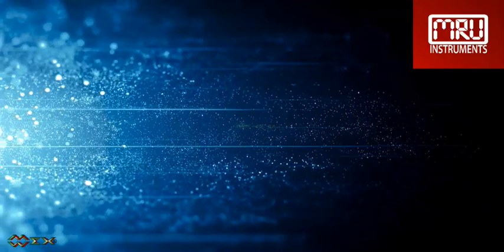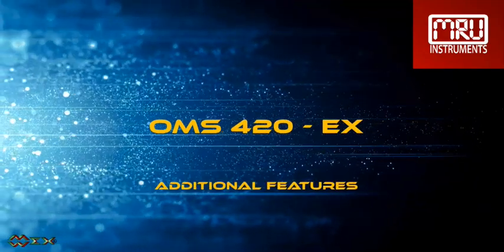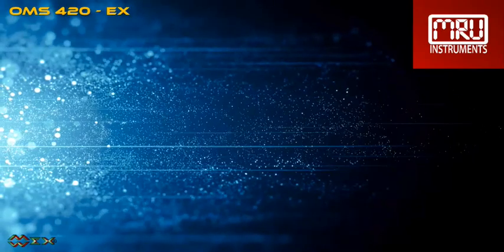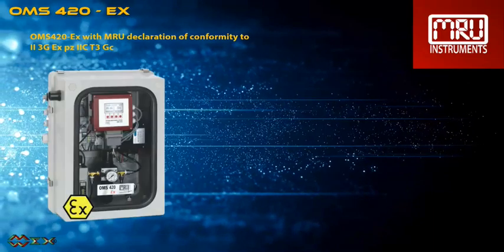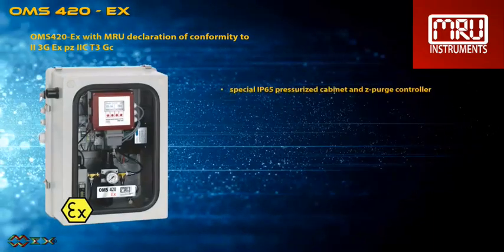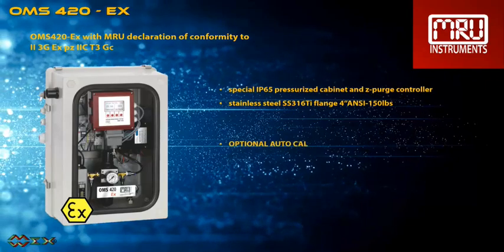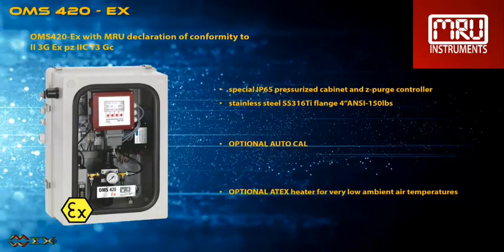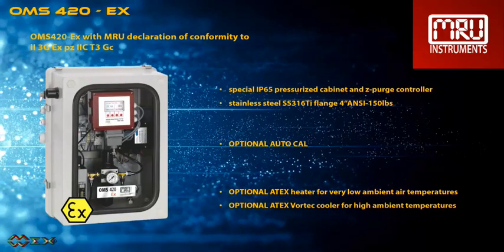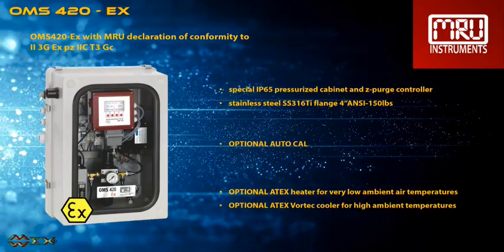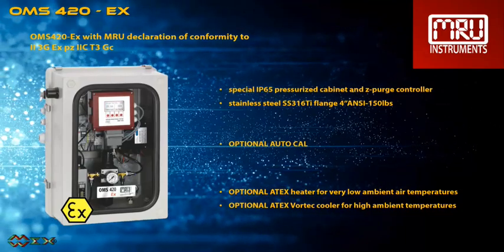The OMS 420EX has some additional features we want to point out. The OMS 420EX has a MRU declaration of conformity for EX Zone 2. Has a special IP65 pressurized cabinet with Z-purge controller. Comes standard with a stainless steel 4-inch ANSI flange. Optional features are automatic calibration, ATEX heater for very low ambient air temperatures, and an ATEX Vortec cooler for high ambient temperatures.